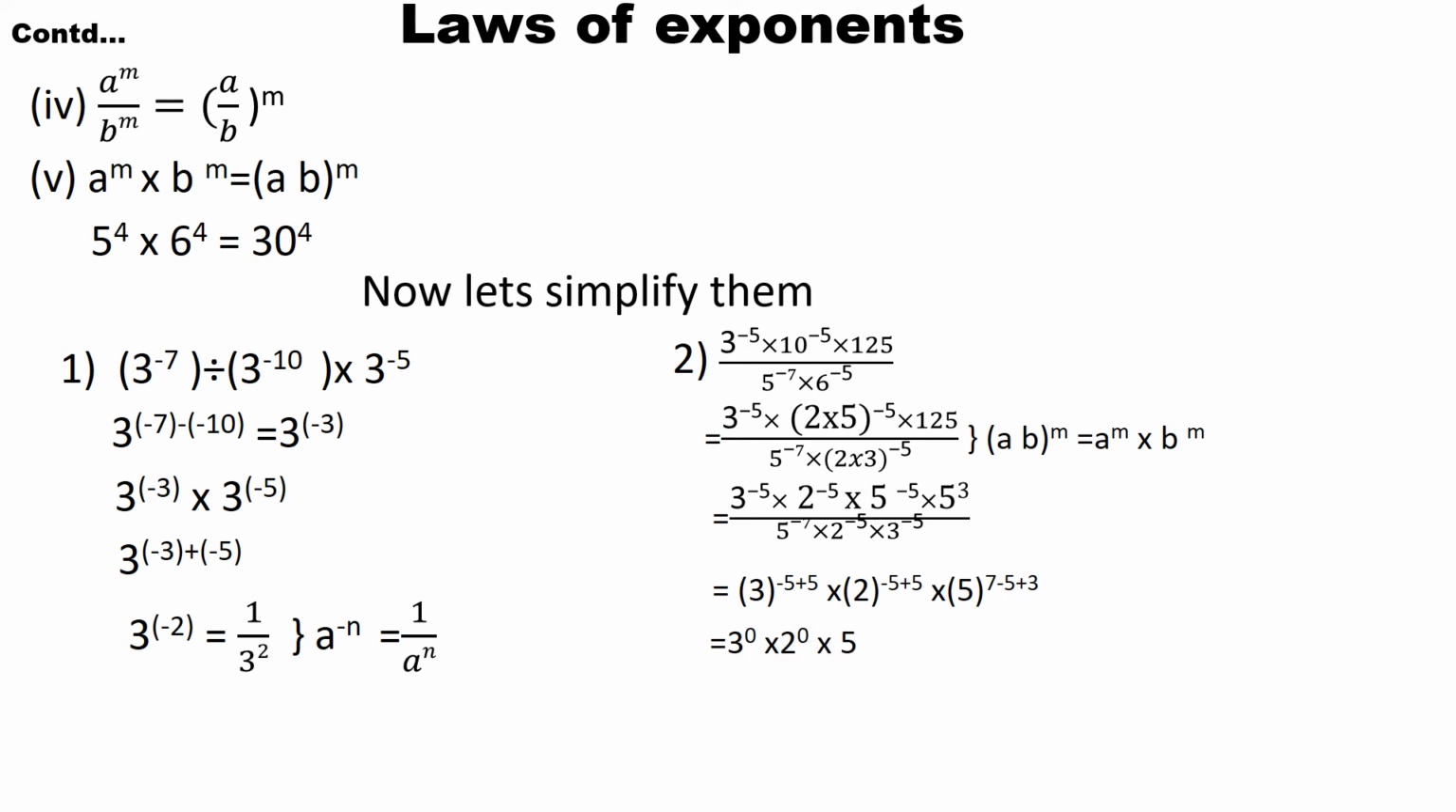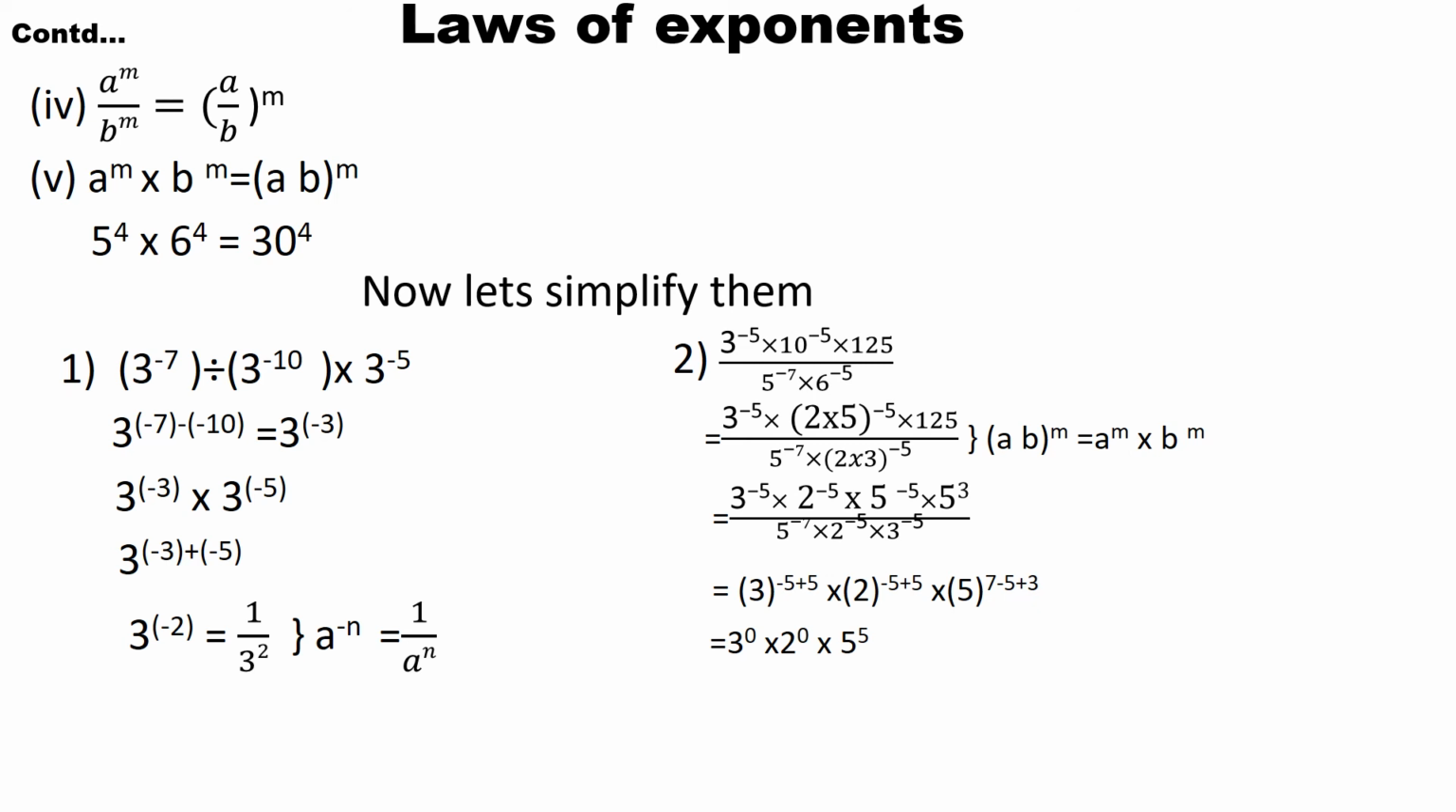Then we get 3^0 into 2^0 into 5^5. How did I get it? Minus 5 plus 5, following the integer rules, we get 0. 3^0 into 2^0. So 2^0 means minus 5 plus 5, then I got 2^0 into 7 minus 5 is 2, 2 plus 3 is 5. So we got 5^5.